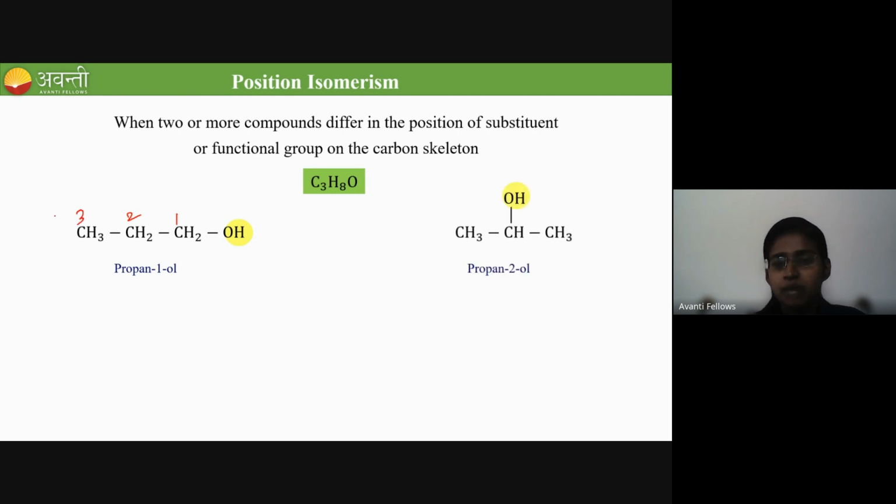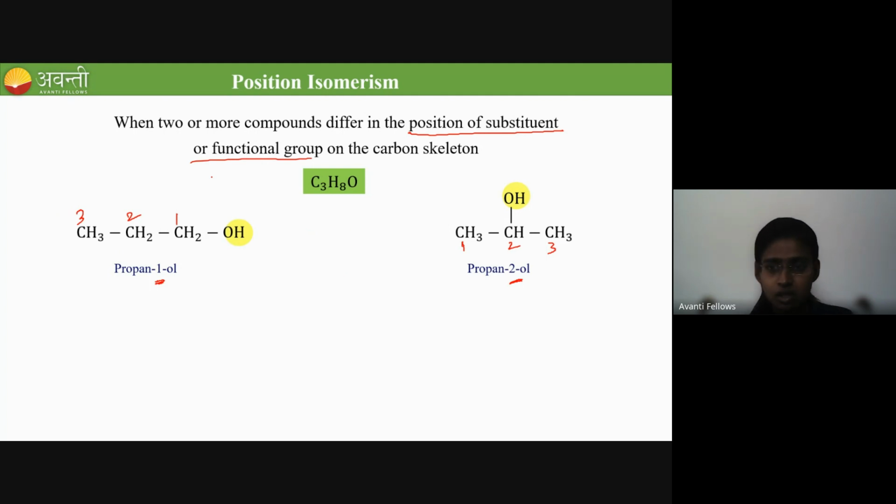And here it is propan-2-ol. So you can find that the position of the functional group is differing. In the first compound it is 1, and in the second compound it is 2. So that's why we call this type of compound position isomers. The position of the functional group or the substituent on the carbon skeleton differs.